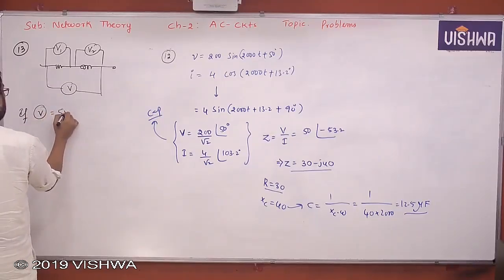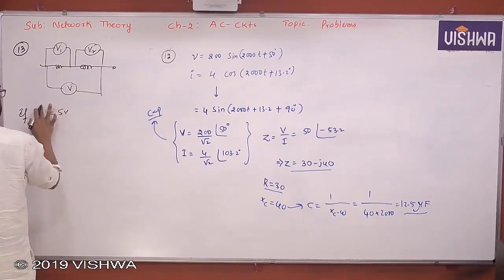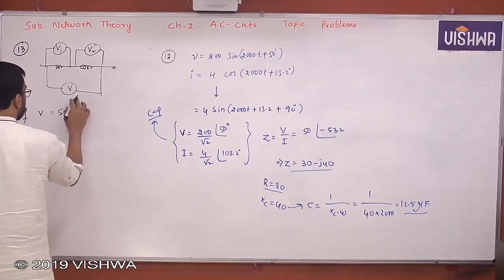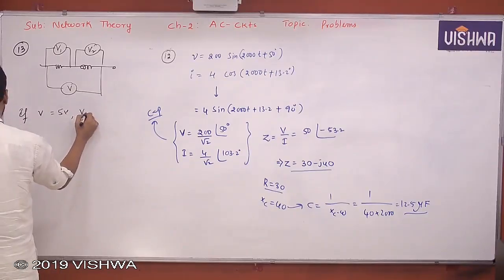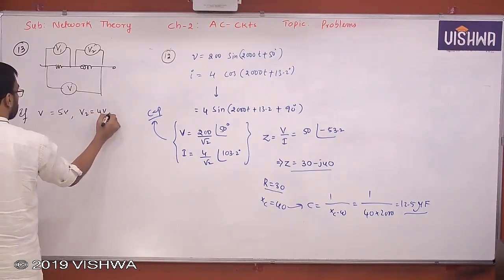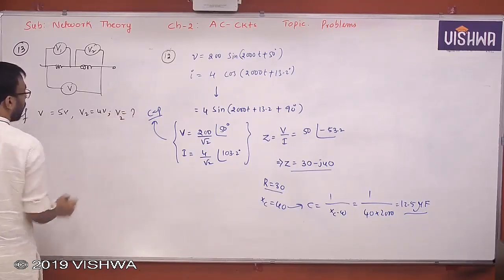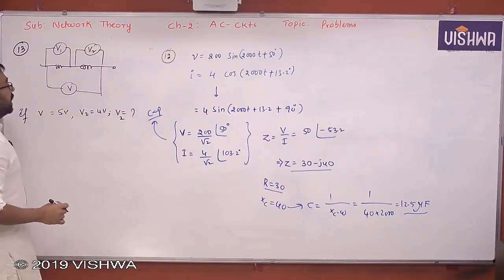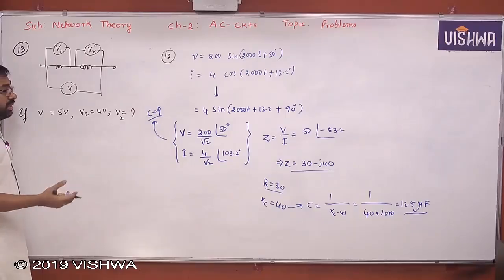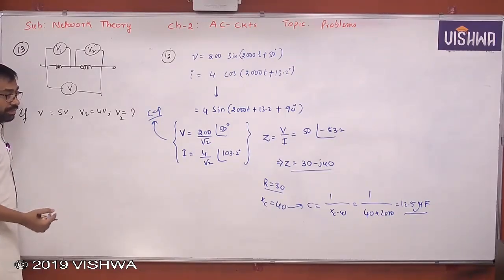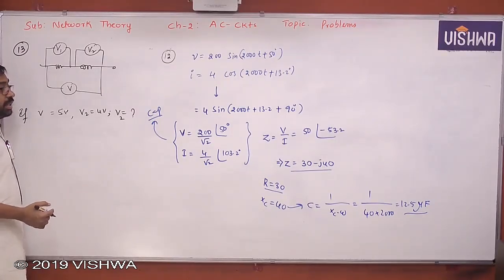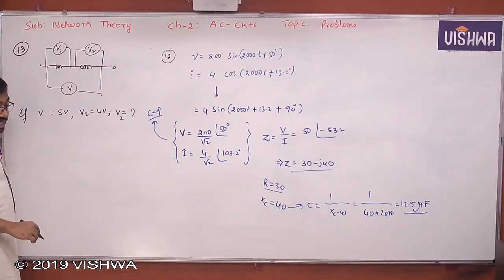If V is equal to 5 volts, that means this voltmeter is reading 5 volts. V2 is equal to 4 volts. Then what is V2? So in case of DC circuits, it is easy because there is no phase angle concept. But in AC circuits, you have phase angle concepts. Understand all of it?